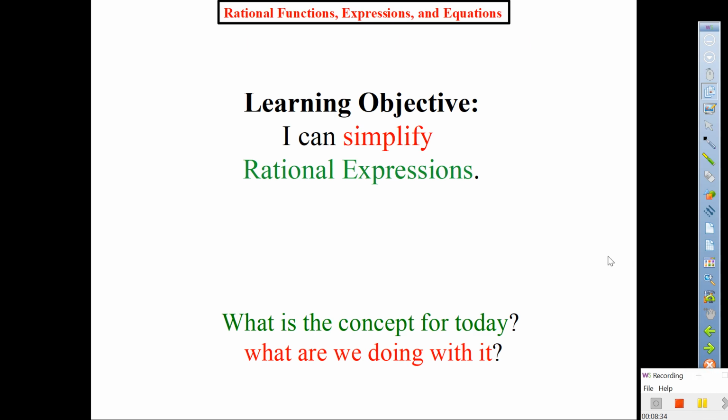All right, here we go. Our objective for today, I can simplify rational expressions. I can simplify rational expressions. What is our new concept for today? Rational expressions. Okay, so what are they?